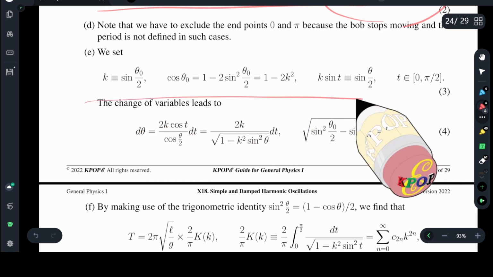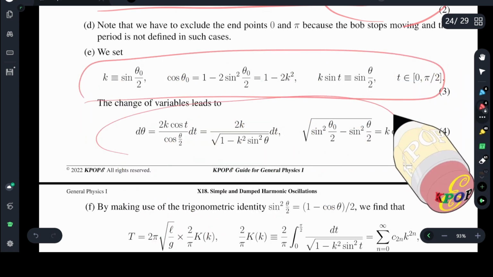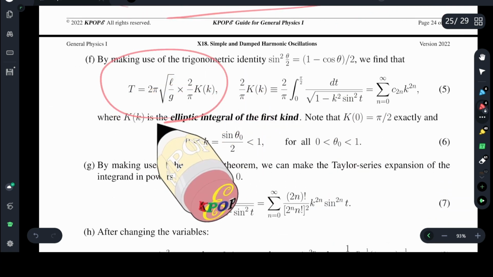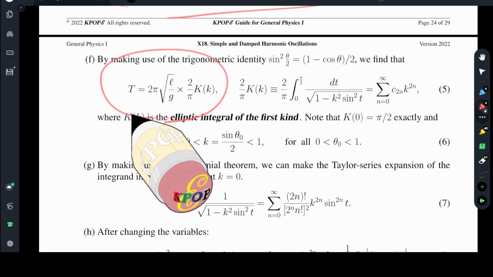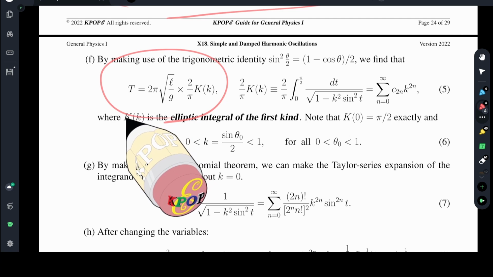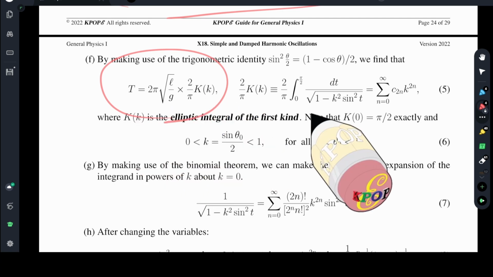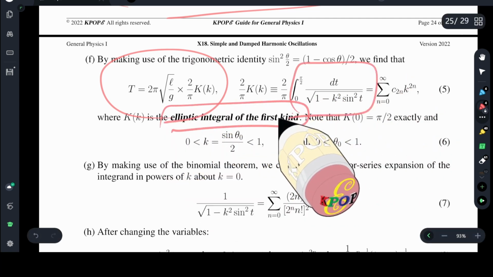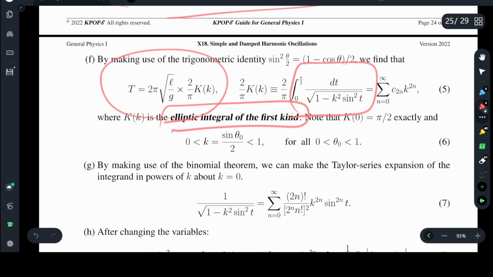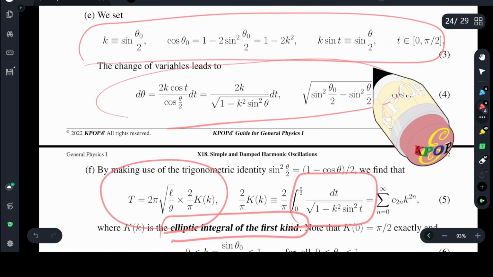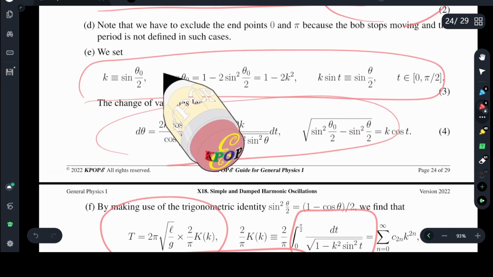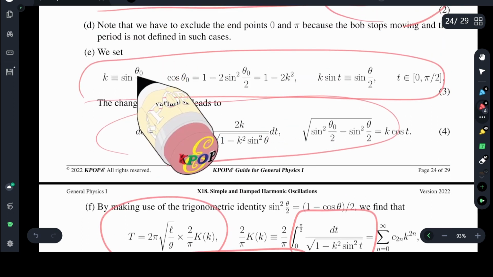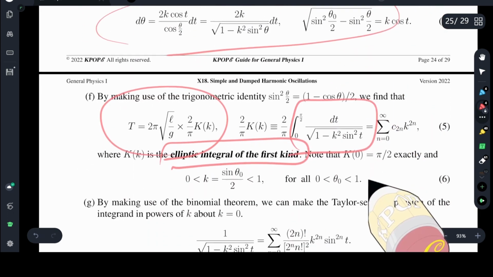So we have this kind of systematic change of variables, and you can follow to end up with the reparametrization of the period of a pendulum. And this involves the integral called the elliptic integral of the first kind. As you can see, k is this amount, the maximum angle theta zero for the pendulum.